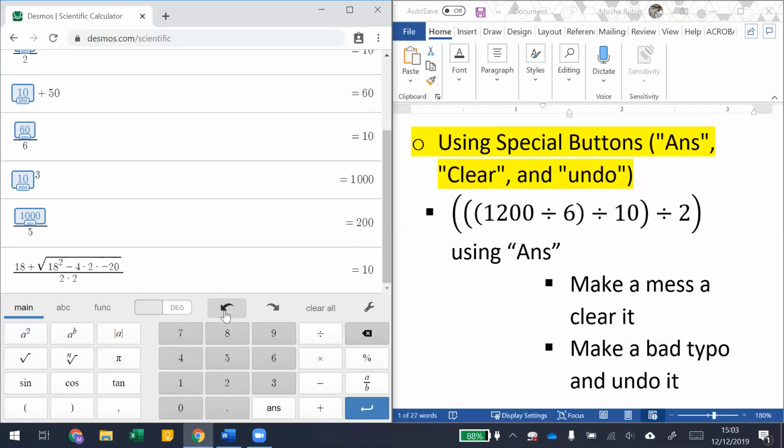So these are the ways that Desmos has these buttons to make your life easier. It really is a scientific calculator. It anticipates these things you might need and has shortcuts to help you get things done faster.